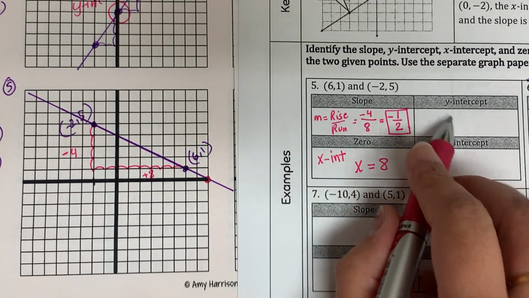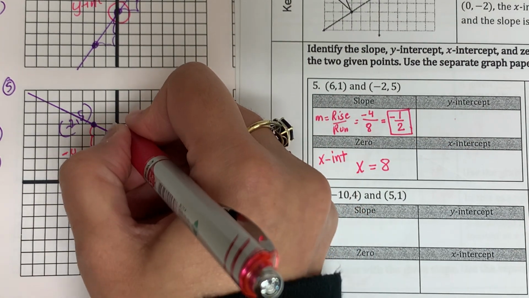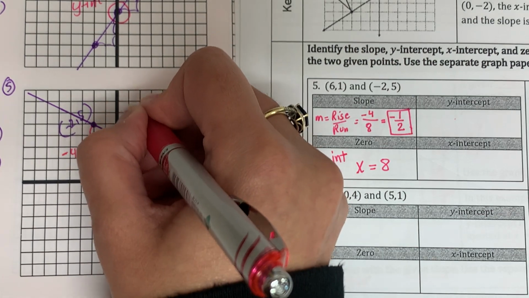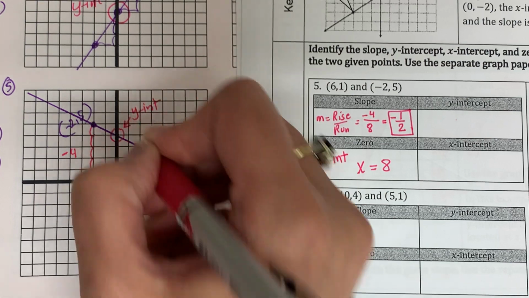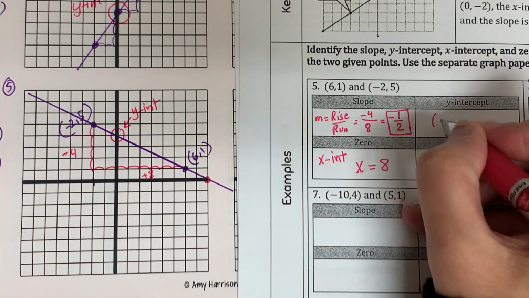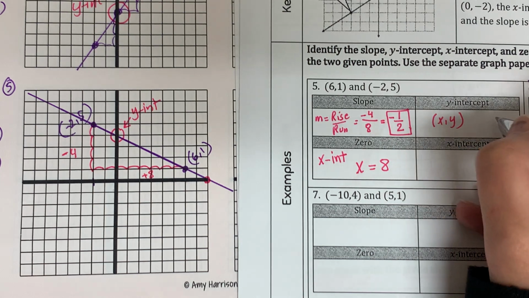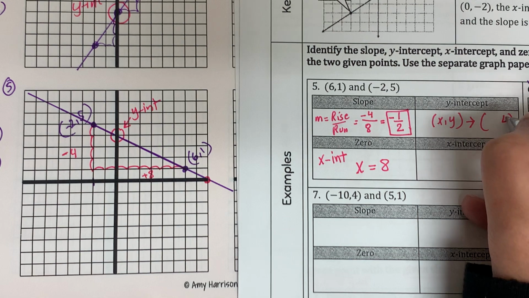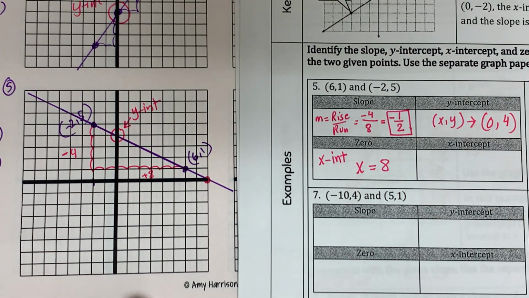Then I need the y-intercept. The y-intercept is when the line passes or crosses the y-axis. This is your y-intercept. Circle it and label it. This is 0, 1, 2, 3, 4. X, y. I should have the y value. Y is 4. X should be 0.